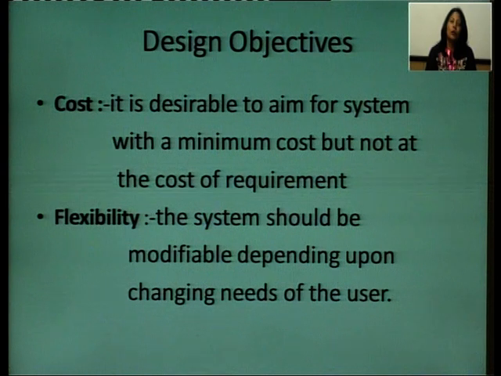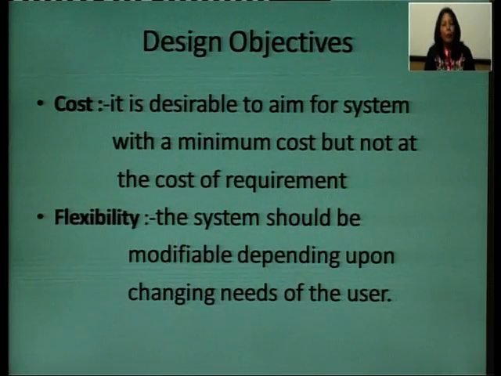So next is the cost, that is also a very important objective. It is desirable to aim for a system with a minimum cost but not at the cost of requirements. It means that if we create a system, we want the minimum cost and the maximum profit. So cost is desirable for a system with a minimum cost but not at the cost of requirements.